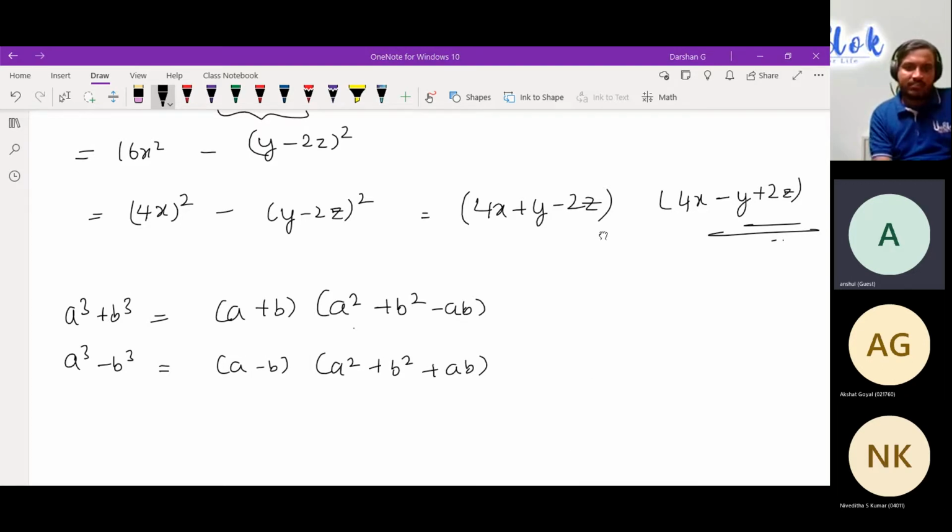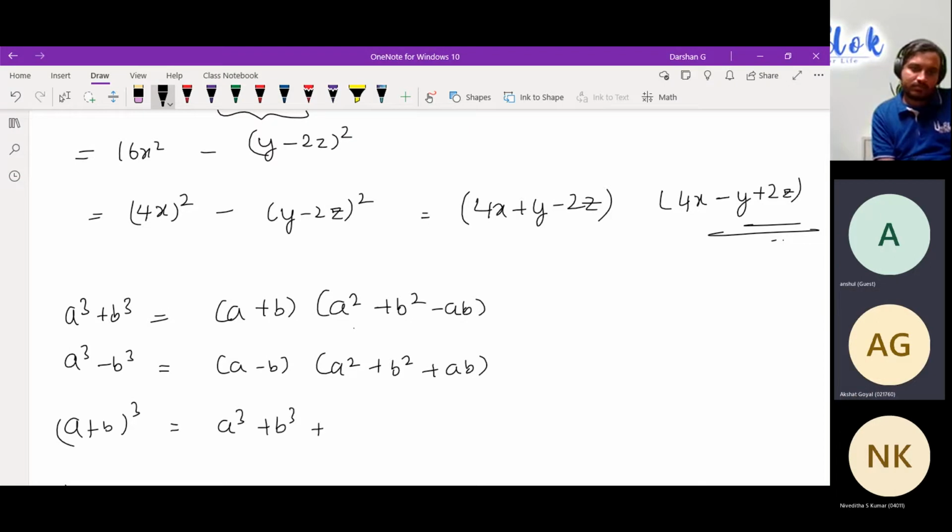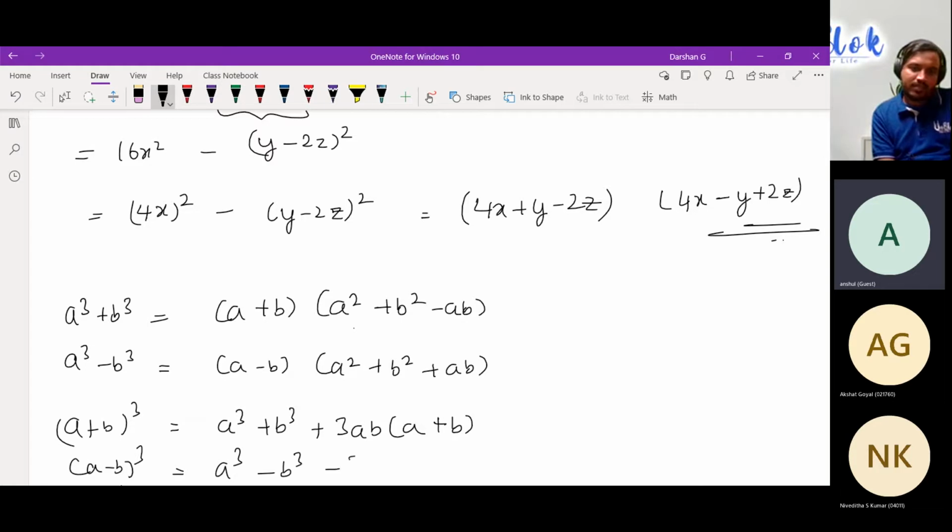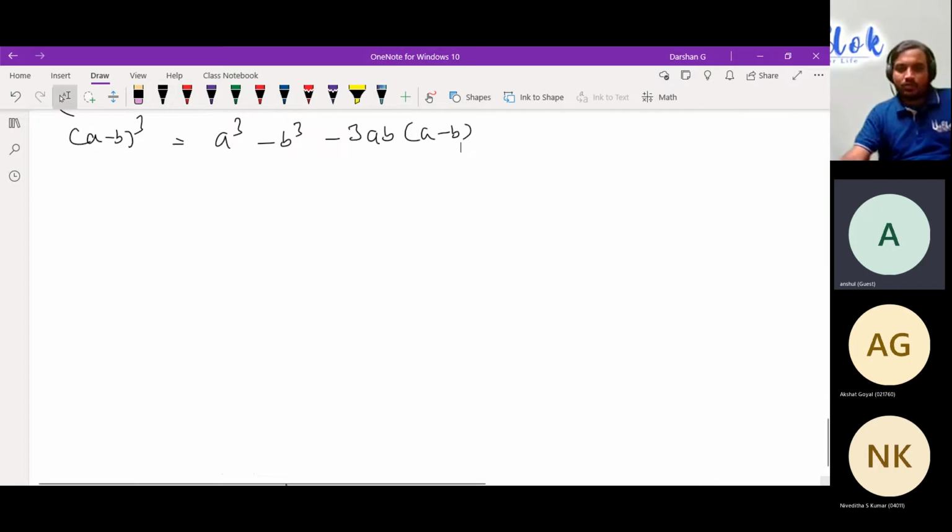Okay. Anyone with the answer of a plus b the whole cube? a cube plus b cube plus 3ab into a plus b. a minus b the whole cube: a cube minus b cube minus 3ab into a minus b. So you know all these formulas. Let's move on to problems.